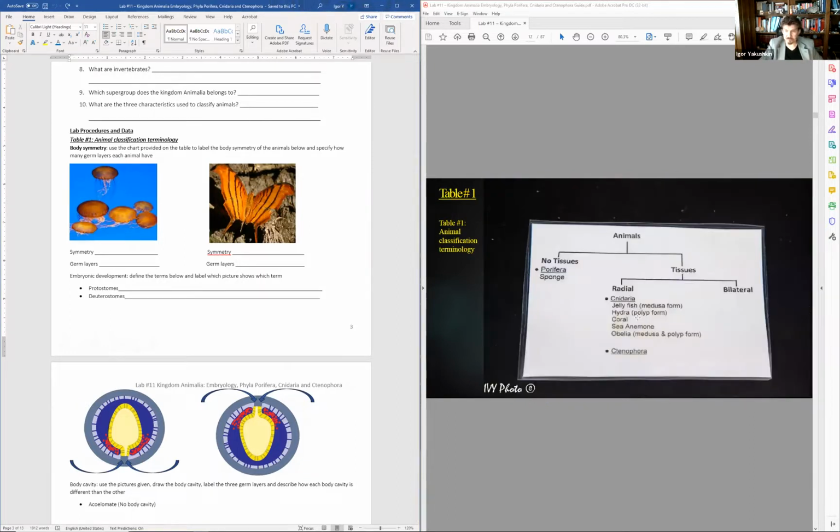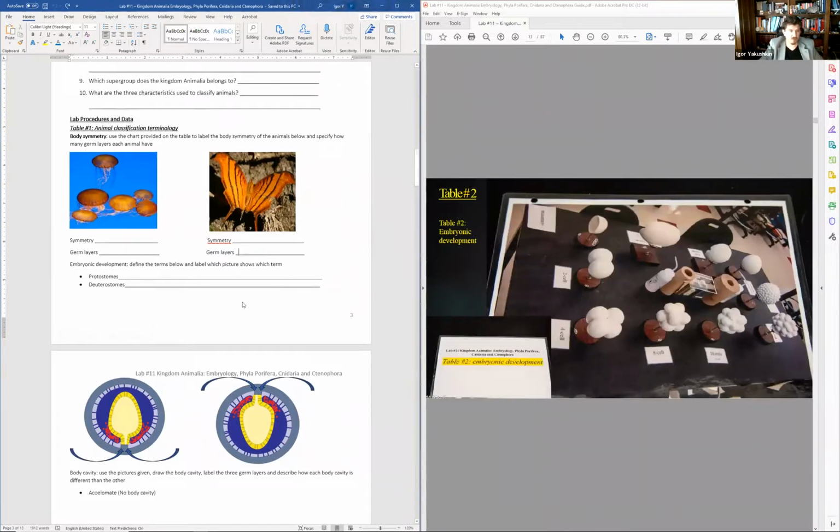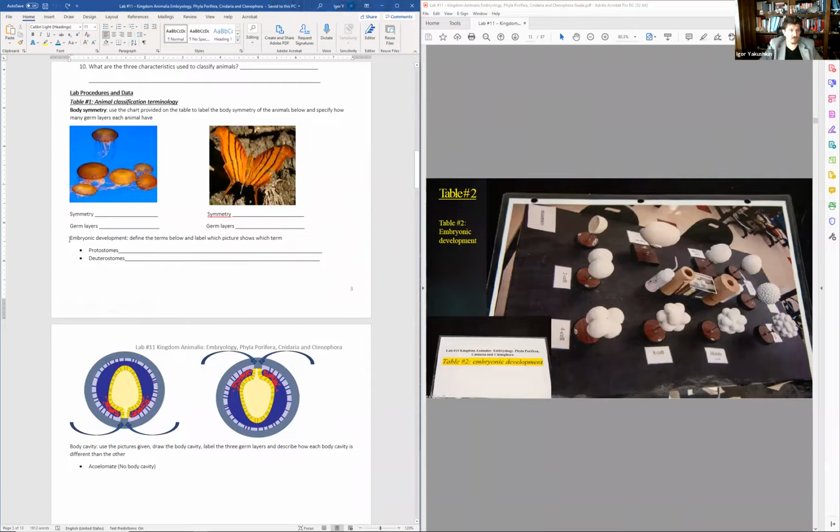So anyway, all animals can be subdivided into 2 large groups, right? No true tissues, parazoa, and true animals, metazoa. And here we're looking at the radial versus bilateral, Cnidarians and Ctenophora, and we'll talk about that today. But before we go, protostomes, deuterostomes. Embryonic development: define the term below and label which picture shows the term.